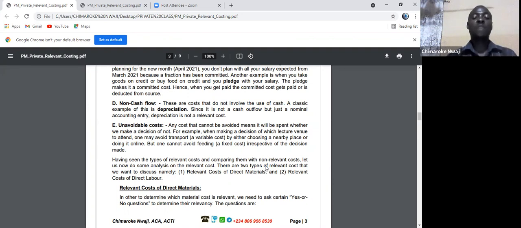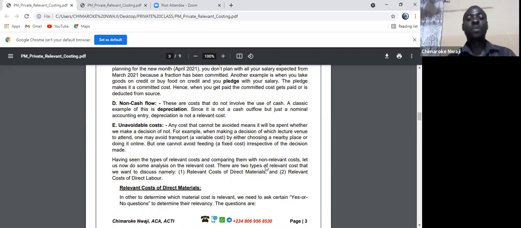Then we have unavoidable costs. Any cost that cannot be avoided is not relevant. Why? Because since you cannot avoid it, you must spend it one way or the other. You must spend it. And if you must spend it without avoiding it, then you can't make choices. And if you can't make choices, then it is not relevant in decision making.